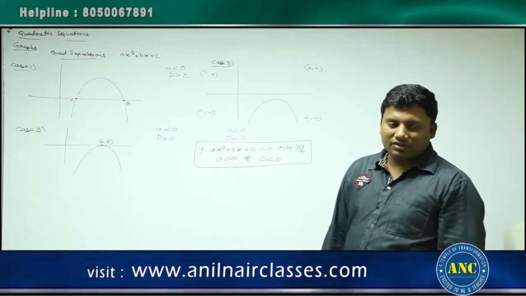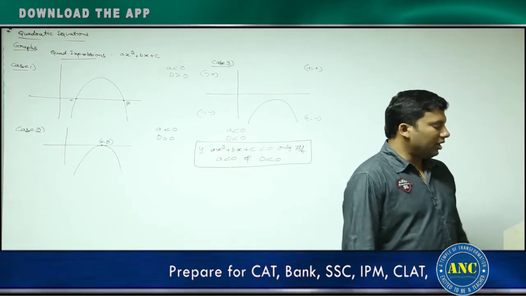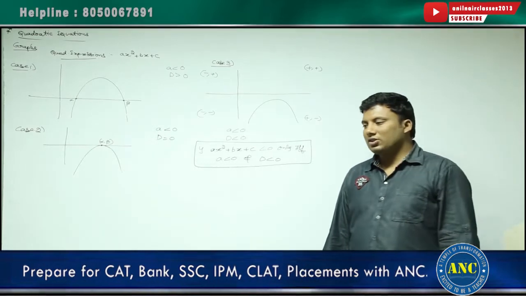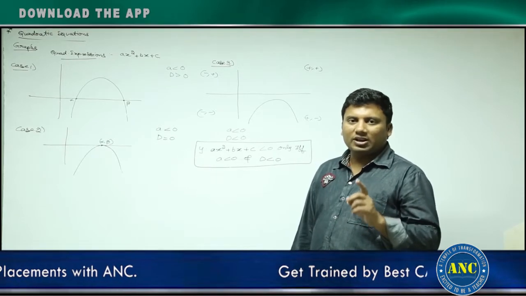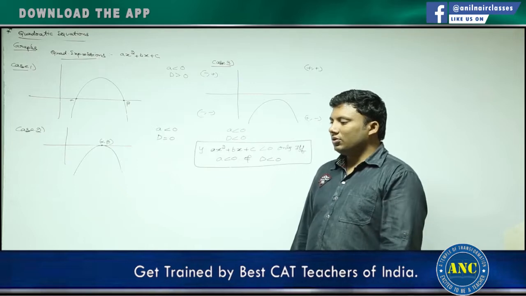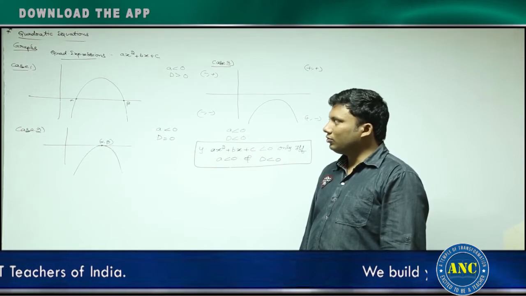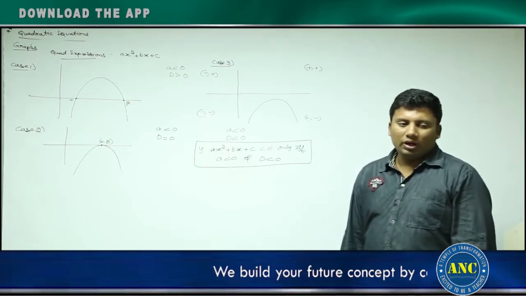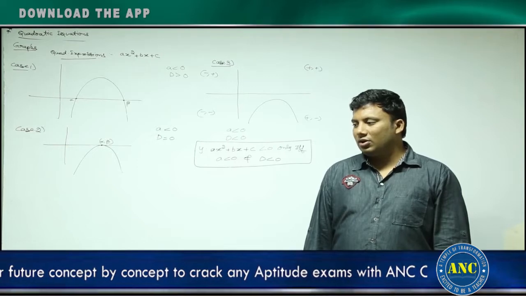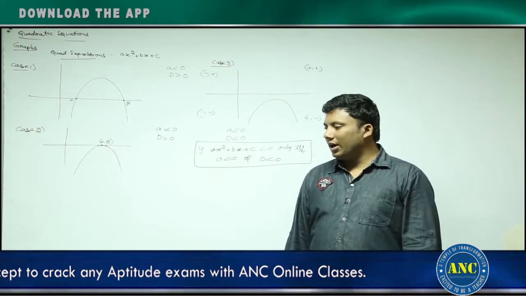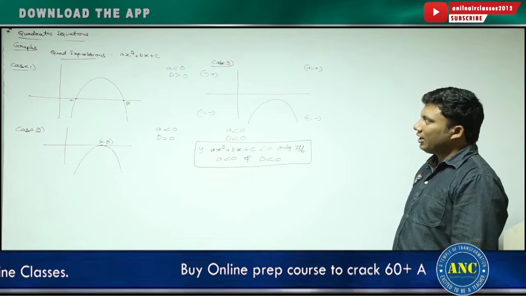For a quadratic expression ax square plus bx plus c, if a is less than 0, the graph will have a unique maximum value and infinite minimum value.